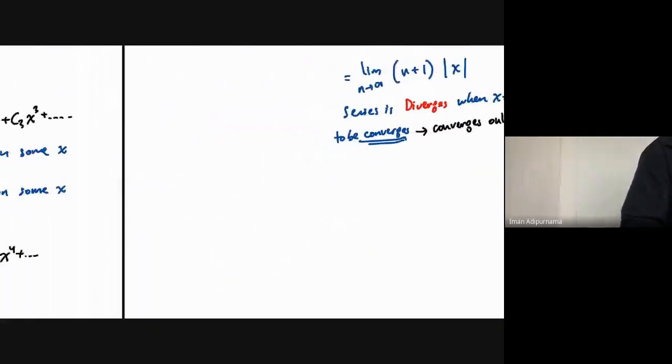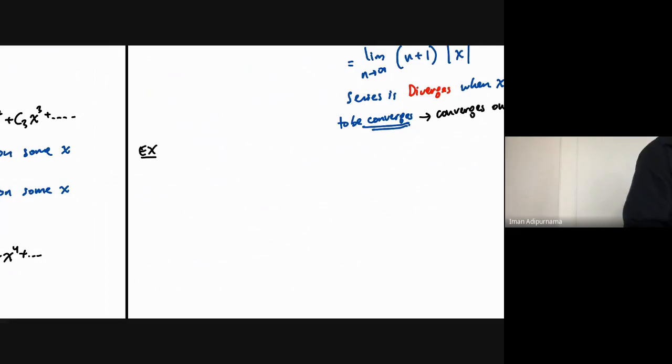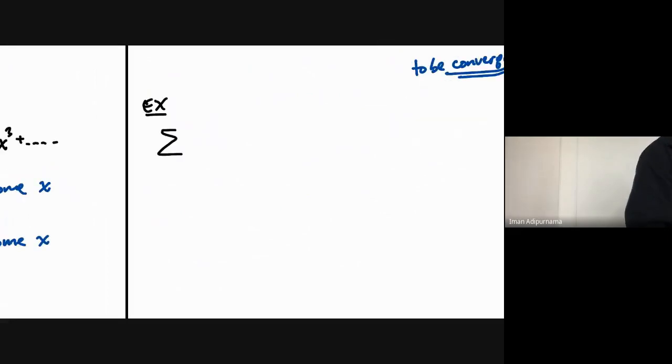Okay, that's the second one, and the third one will be the last, and we will conclude what we have learned. Same questions but different series. So this is the series x to the power of n, over 2n factorial.